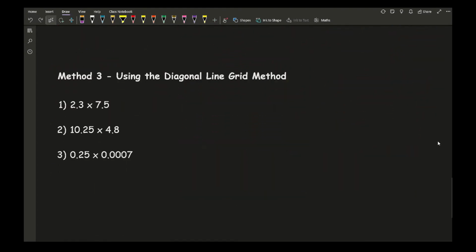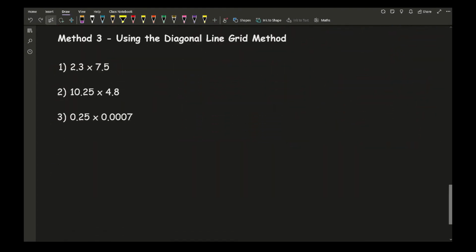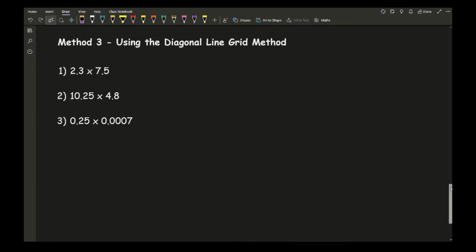Now, there was a way of using diagonal lines. If you've not been shown how to do long multiplication with grids with diagonal lines, I will show you on this, just to give you a bit of indication of how it works. Before we get started on the 3 questions you can see on the screen, I'll just make up a question. So let's say we're doing 18 times 132.